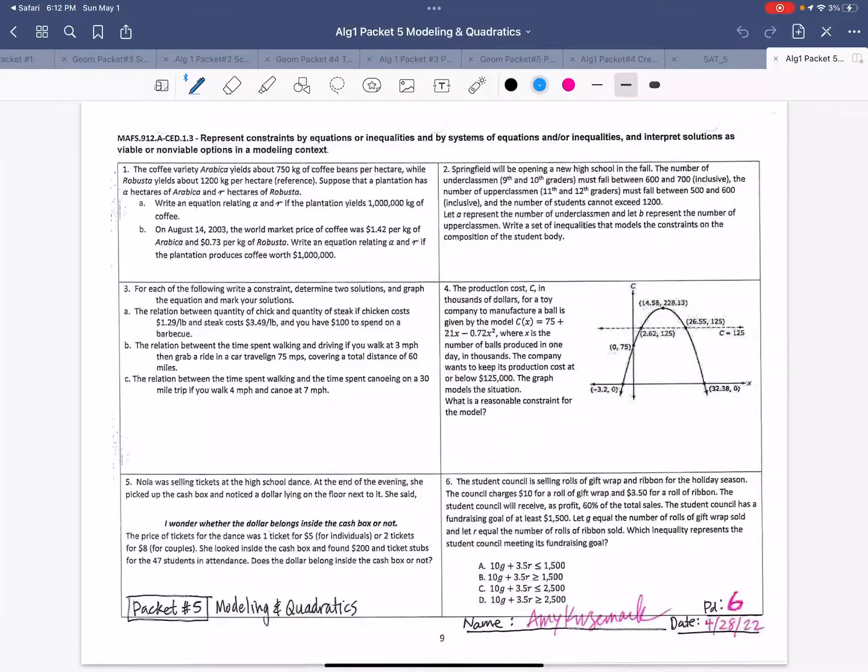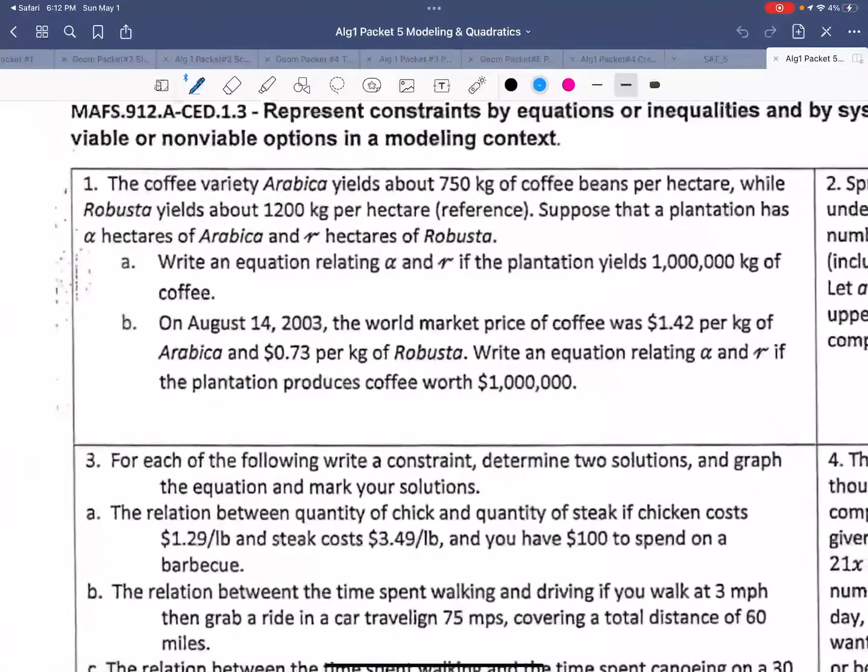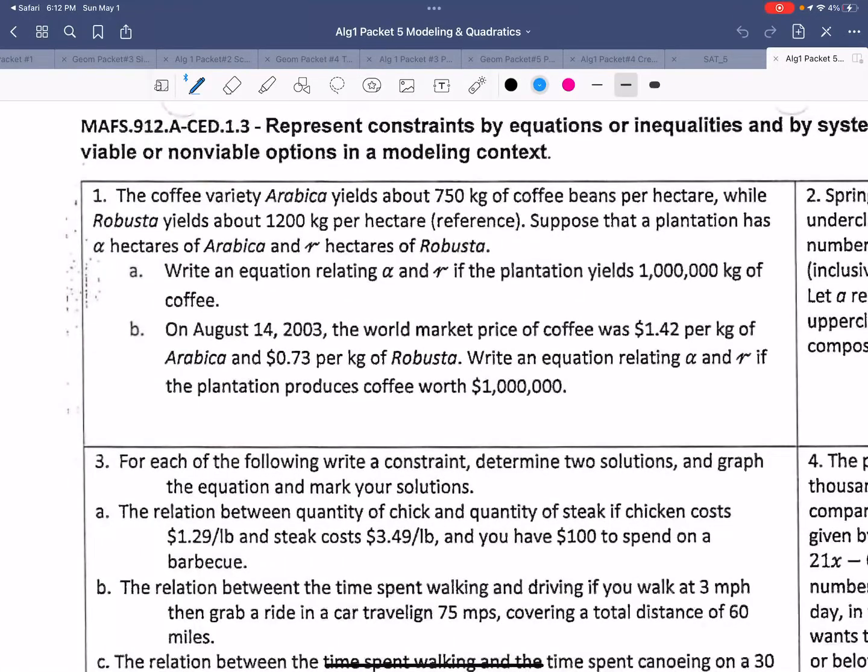Okay, so let's take a look at a few questions here on the front. It says a coffee variety, Arabica, yields about 750 kilograms of coffee beans per hectare, while Robusta yields about 1,200 kilograms per hectare. Suppose that the plantation has alpha hectares of Arabica and rho hectares of Robusta. Write an equation relating to each.